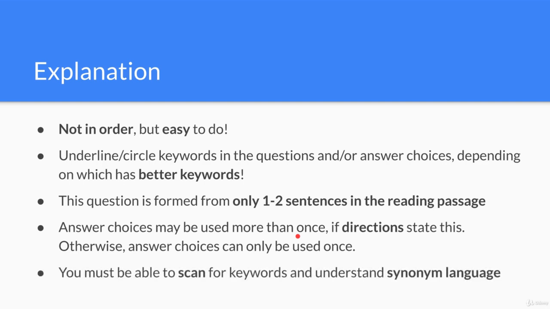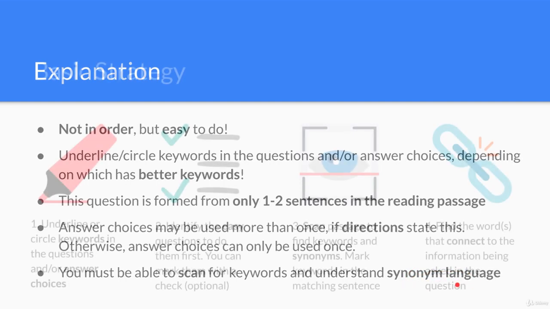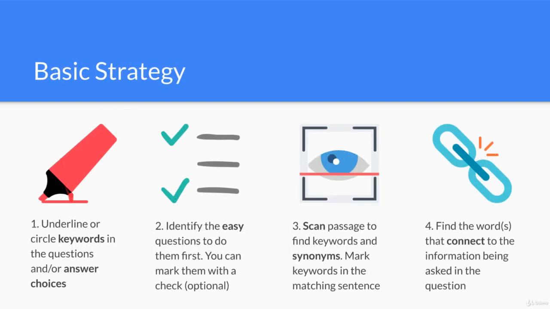Finally, you have to be able to scan for keywords and you have to understand synonym language. Remember guys, this is an English test, so they want to find out your ability to understand English. So the way that they're going to test your understanding of English is by testing you on synonym language. Great. Now let's go over the basic strategy. So there are 4 main steps to this basic strategy. You've already seen this basic strategy before, but let's run through it one more time.